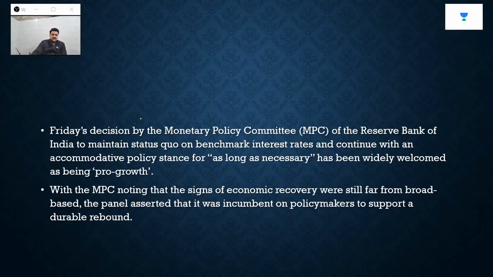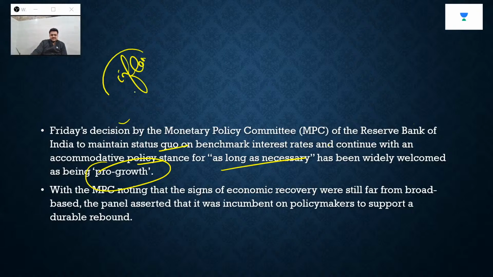Let us start. So Friday's decision by the Monetary Policy Committee of the Reserve Bank of India to maintain status quo on benchmark interest rate and continue with an accommodative policy stance for as long as necessary has been widely welcomed as being pro-growth. Actually inflation has also been the problem in recent months, but now it is the time that a consensus has been building for growth.